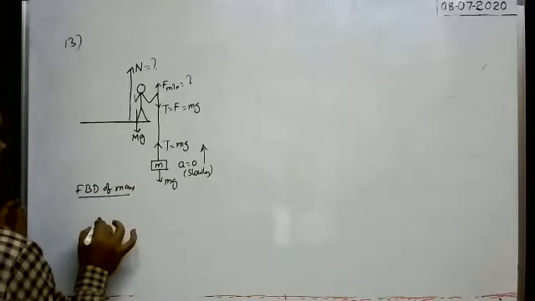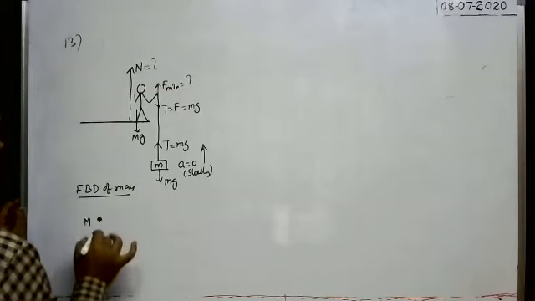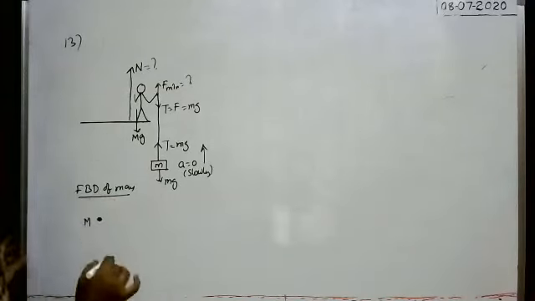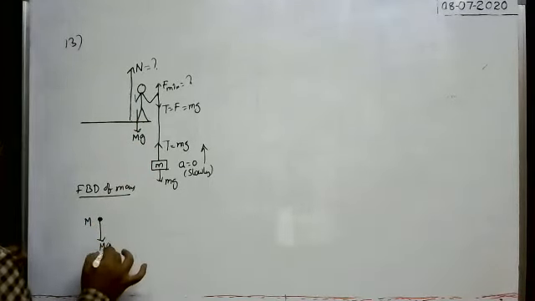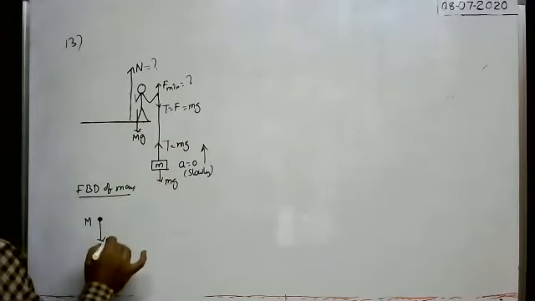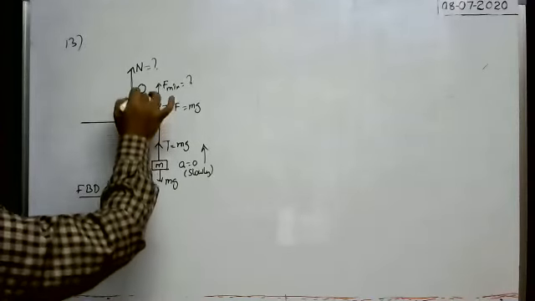Okay, you see here it is the man of mass capital M. What are the forces acting on the man? Tell me. One, weight mg acts vertically downwards. Next, with the tension T, the rope pulls the man downwards. So tension also acts in the downwards direction. And the normal reaction acts on the man upwards.